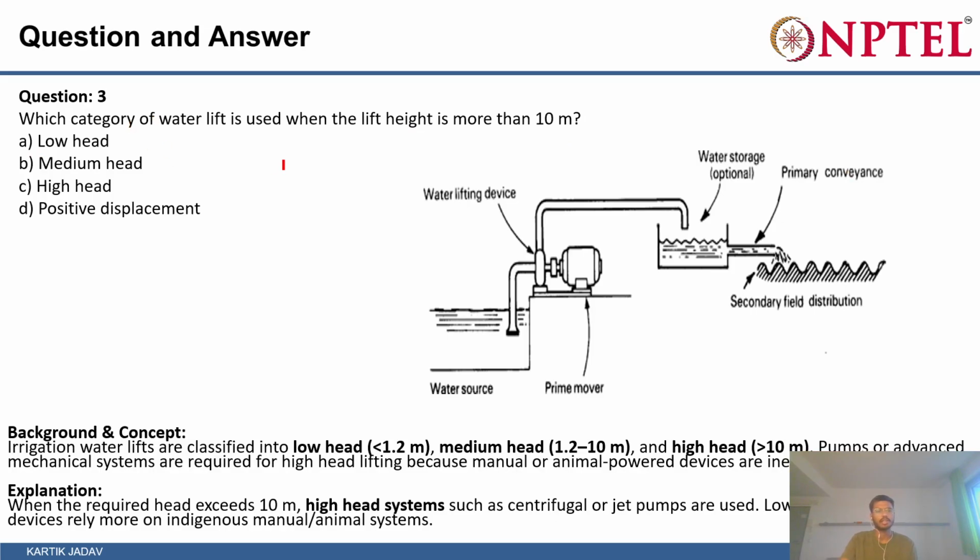Question number three: which category of water lift is used when lift height is more than 10 meters? Low head, medium head, high head, positive displacement. We know that low head is used up to 1.2 meters, medium head 1.2 to 10 meters, and high head greater than 10 meters. Its examples are centrifugal pumps and jet pumps. And low and medium head devices rely more on indigenous and animal power, right?